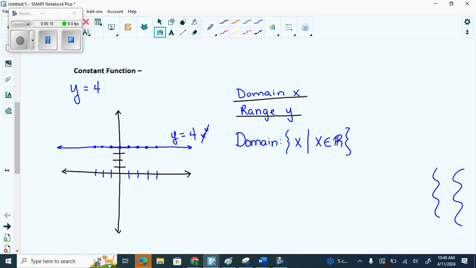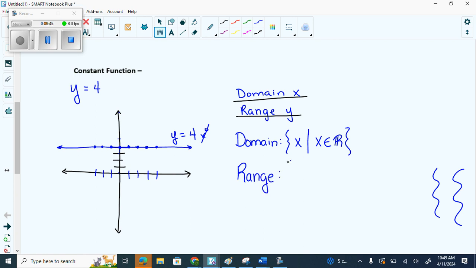All right, range. What y values do not exist on this graph? All of them except what? 4. Is 4 the only y value that exists? Can I get y equals 0? No. What about y equals 3? What about 3.2? What about 4? What about 5? What about infinity? So 4 is the only one that exists on this graph because it's a constant function at y equals 4. So let's talk about our range.